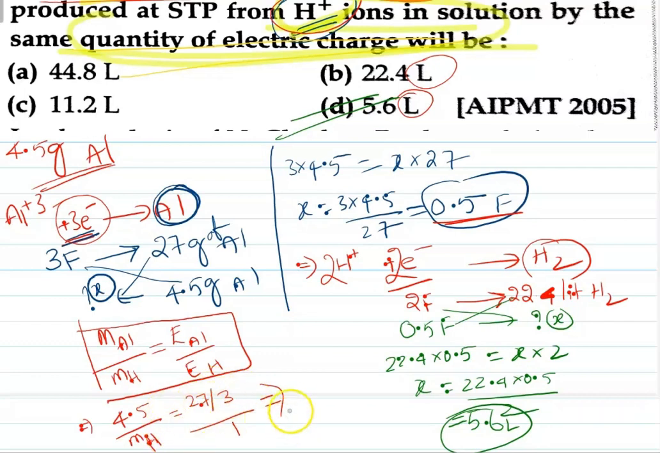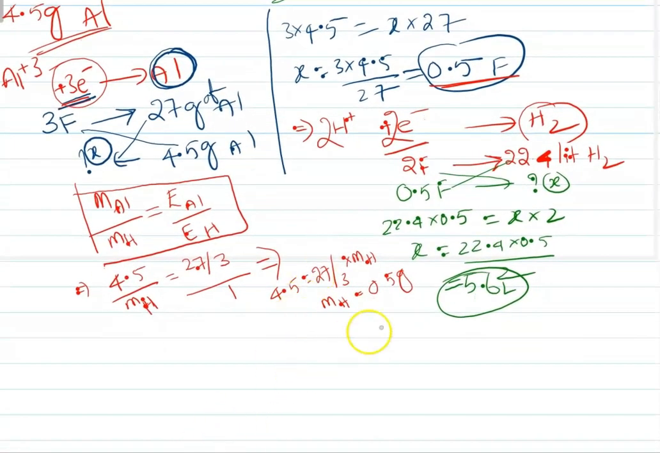So 4.5 is equal to 27 by 3 into the mass of hydrogen. If you calculate this, the mass of hydrogen you will get is 0.5 grams. How many grams? 0.5 grams. From this we need to calculate the volume, 0.5 grams into volume.